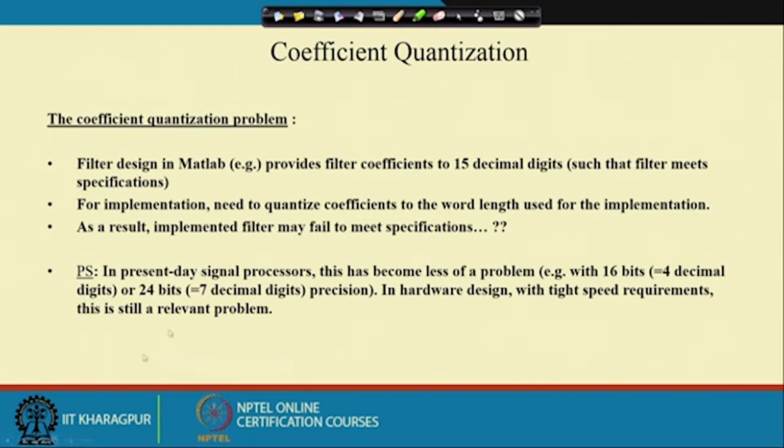we can analyze using MATLAB. In present day digital signal processors, this has become less of a problem, because 16 bits equals 4 decimal digits, and 24 bits equals about 7 decimal digit precision. In hardware design with tight speed requirements, this is still a relevant problem. What it means is that 15 decimal digits corresponds to a word length of about 60 bits.